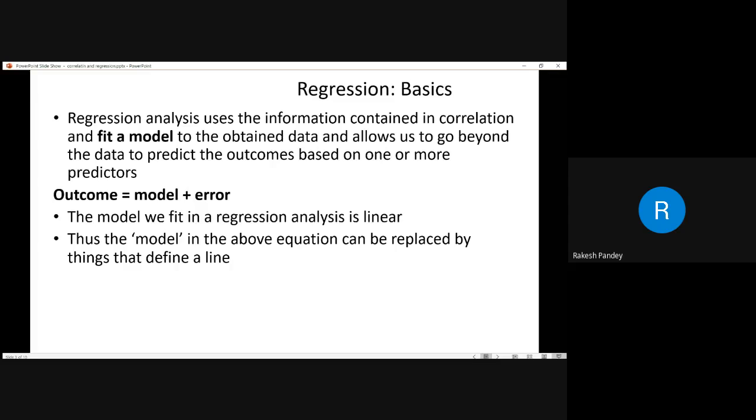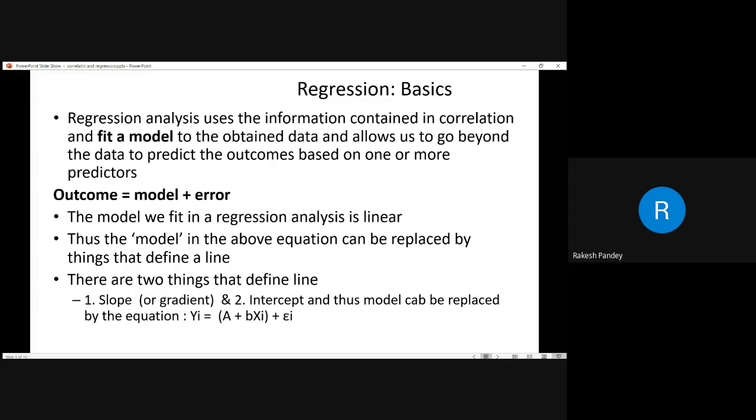Similarly, if two variables are correlated, we can predict the score of one variable based on the score of the other. And the model used for making this prediction is basically a general model. You can say the outcome, say y, is equal to a model plus error. And generally, we fit a linear model. So, a linear model, you all have learned mathematics up to high school.